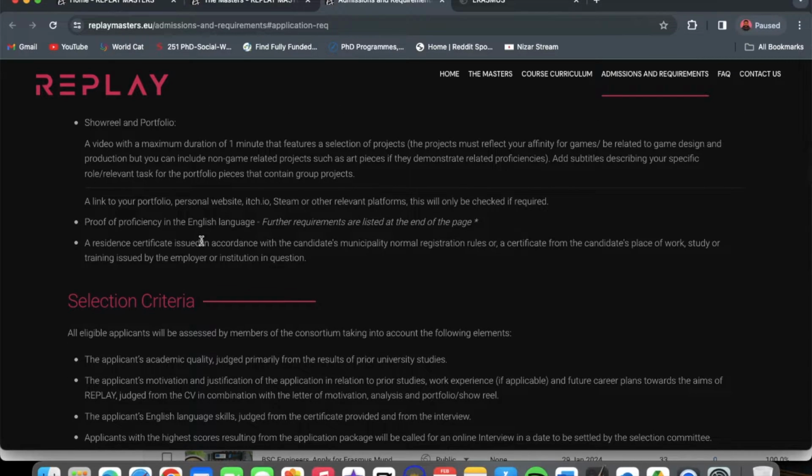Then the next thing you need is a link to your portfolio, your personal website, either on H stream or other relevant platforms. So just add it to boost your chances of being selected for the program.